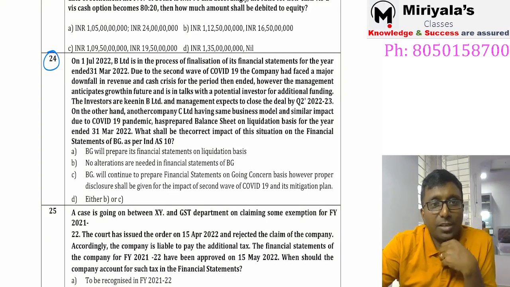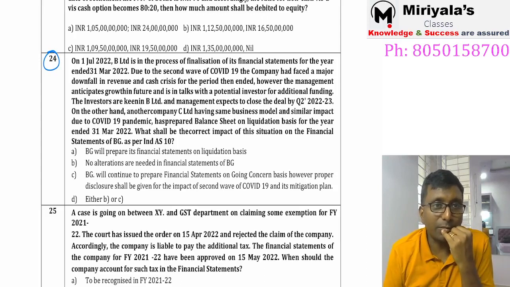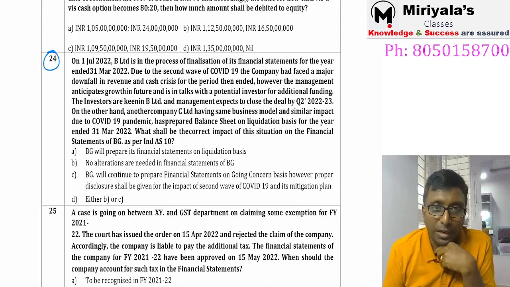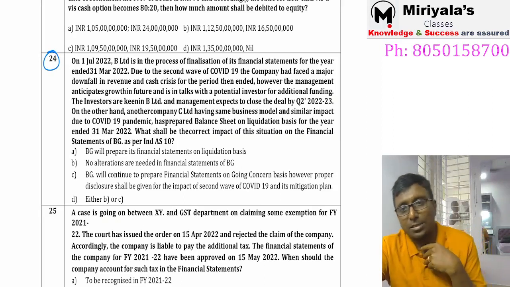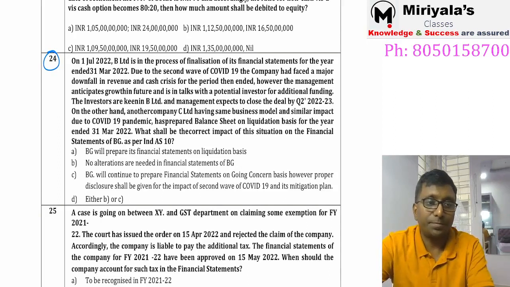B will prepare the financial statements on liquidation basis, or no alteration is needed to the financial statements of B. B will continue to prepare the financial statements on going concern basis. However, proper disclosure shall be given of the impact of the second wave and its mitigation plan. Either B or C, what is your answer? Somebody has given either B or C.